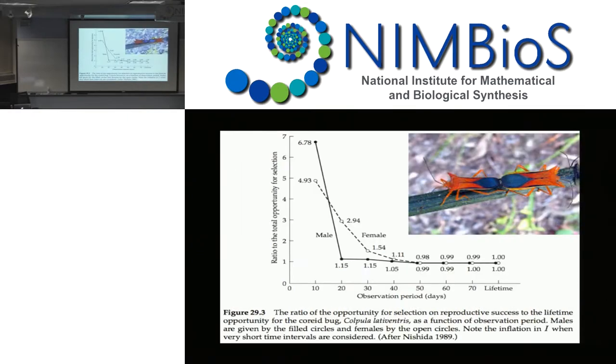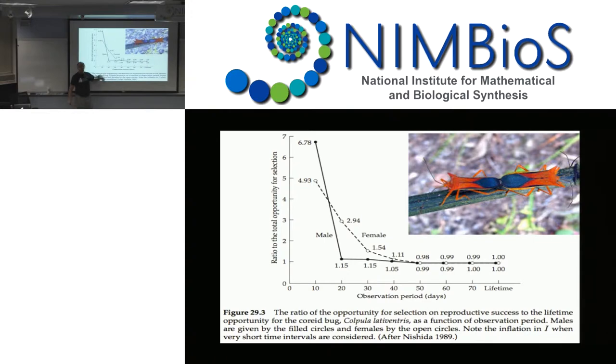So here's an example of that. These are coreid bugs. This isn't the same species, but it gives you a colorful example of some of the bugs. And what you basically see here is how exciting is your job as a field biologist when you can watch mating bugs over an 80-day period? It doesn't get more interesting than that, right? So what they basically showed here, this is the total opportunity for selection at the end of the experiment. If you just look over the first 10 days, what you see is there's a huge variance. The observed value estimate for opportunities in males is basically 7 times the value you get when you observe long enough. So as you observe more and more, more individuals mate, and your opportunity for selection decreases. It decreases initially faster in males and then slower in females.